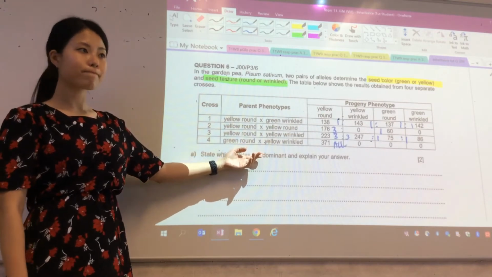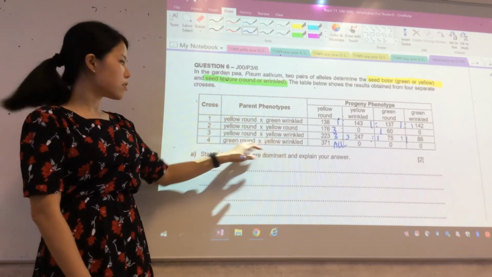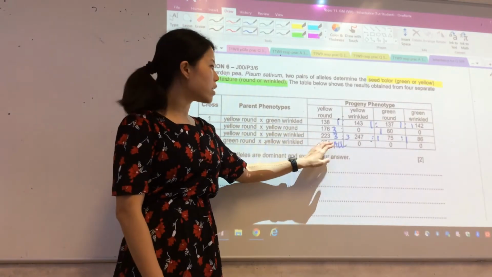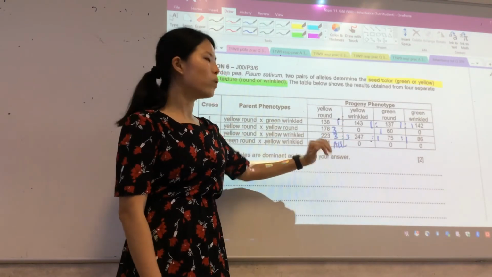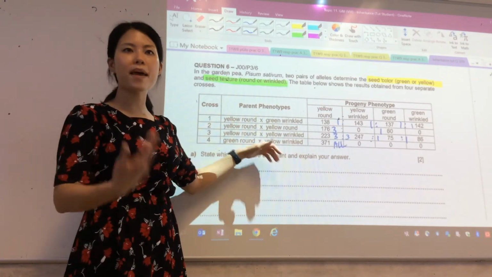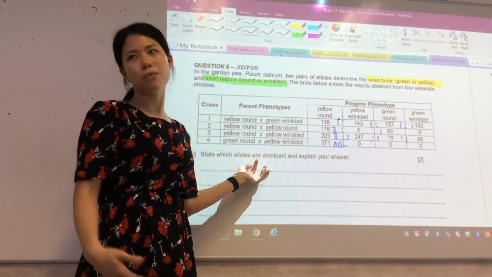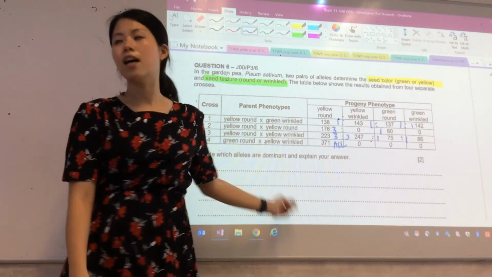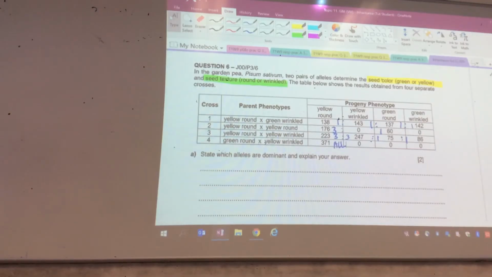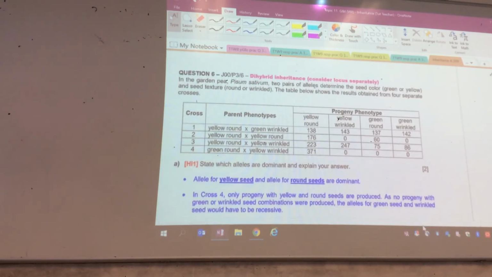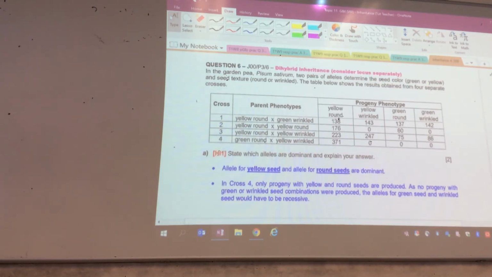Why 4? You look at the parents, and they look totally different from each other. But when you get the offspring, you only get yellow and you only get round. So what happened to the greenness and the wrinkledness is gone. From there you can give an explanation as to why they have disappeared. It's because they have to be recessive. So what can you write? Let me see. Okay, so this is what you can write. 2 marks: 1 mark is to state, the second mark is to explain.